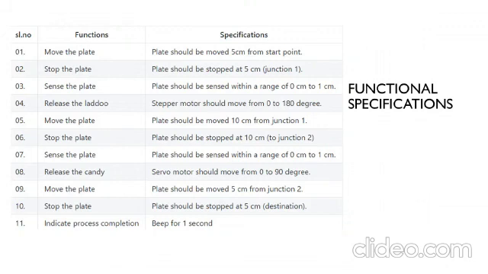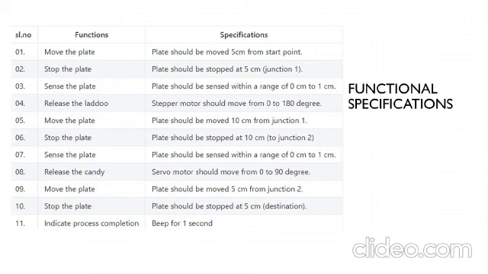The first function is motion of the plate. The plate should be moved 5 cm from the source. The plate stops at junction 1, which is 5 cm from the source. The stepper motor senses the plate within a range of 0 to 1 cm. Now, the stepper motor releases the laddu while it moves from 0 degrees to 180 degrees. Now, the plate moves 10 cm from junction 1 towards junction 2 for the next process. Junction 2 is 15 cm from the source.